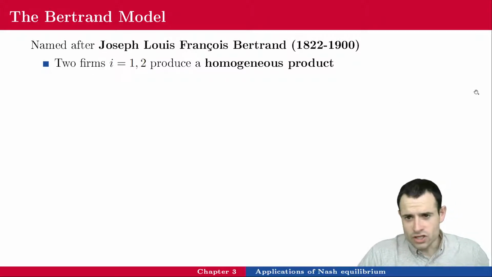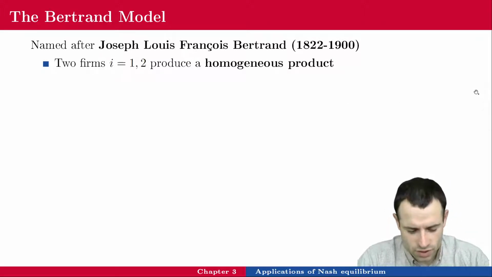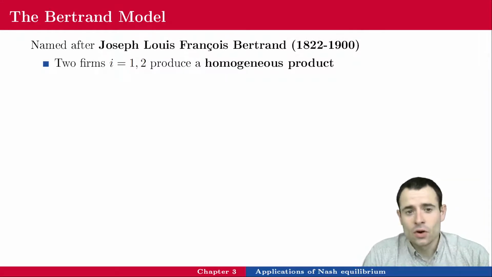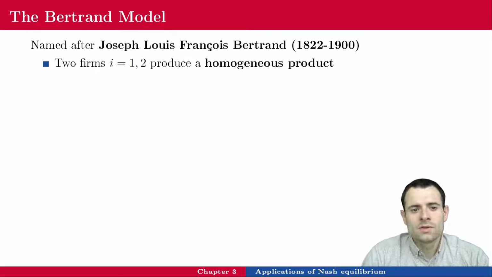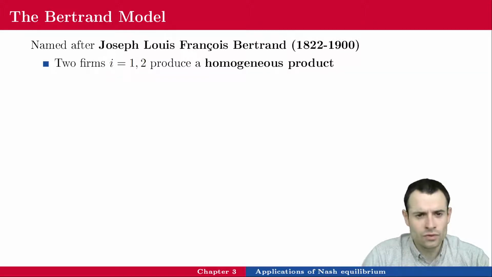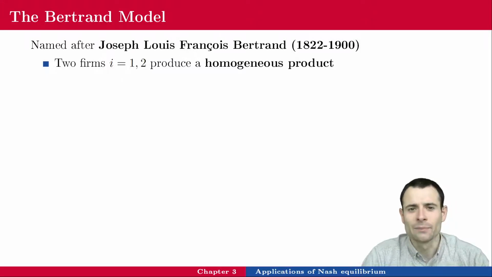Another very French name, well, from the 1800s, what would you expect? So the Bertrand model comes from Joseph, Louis, François, Bertrand. I'm thinking 2 out of those 3 first names are king's names. Yeah, that's so French.